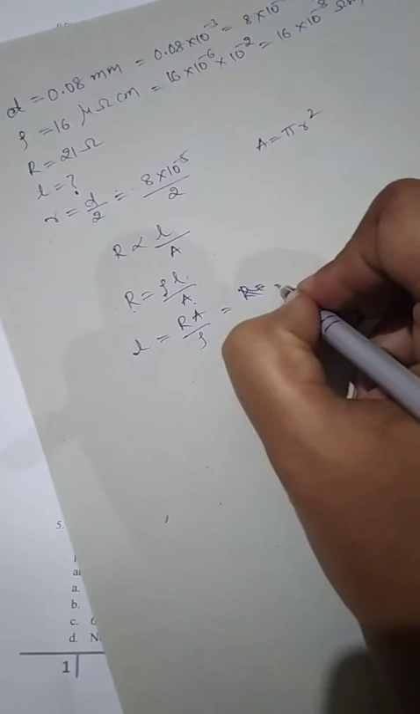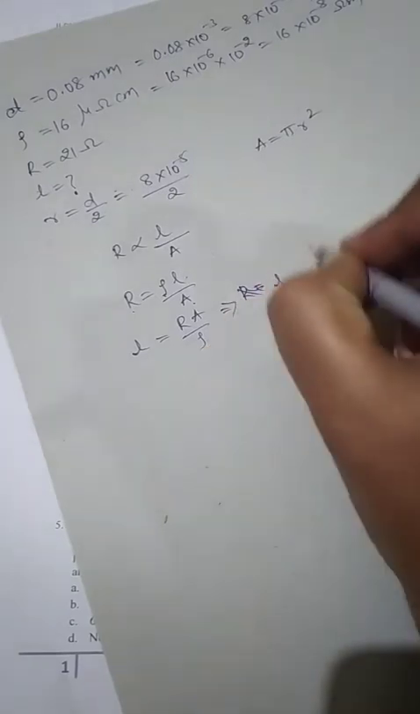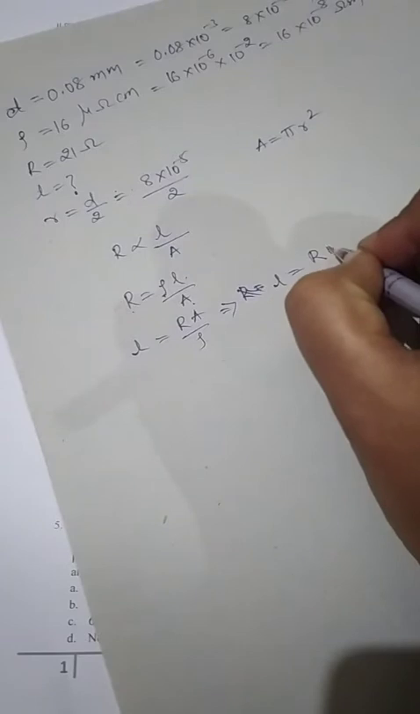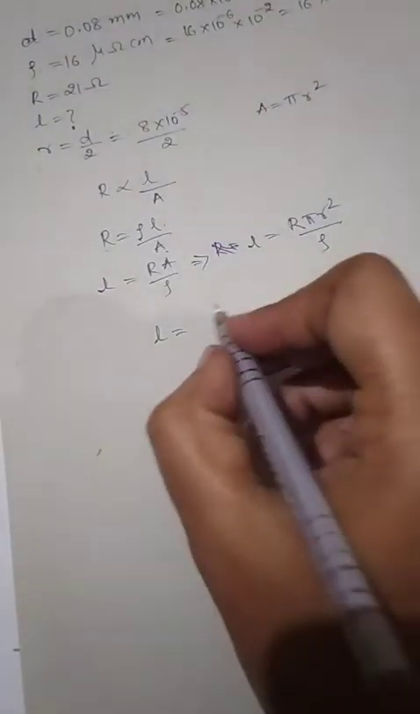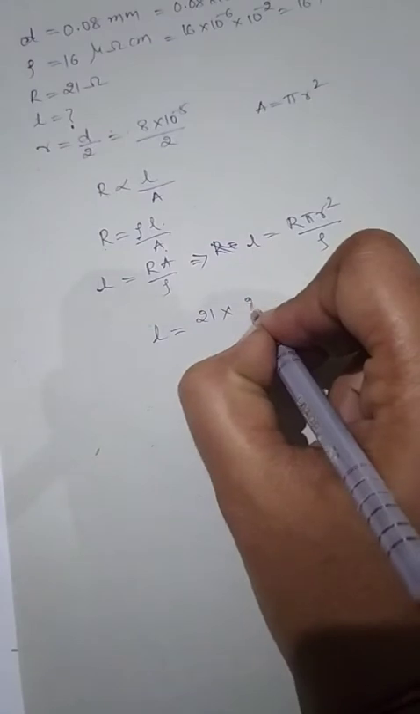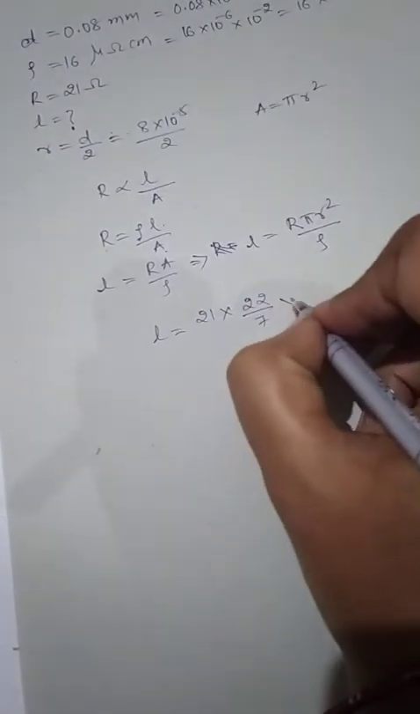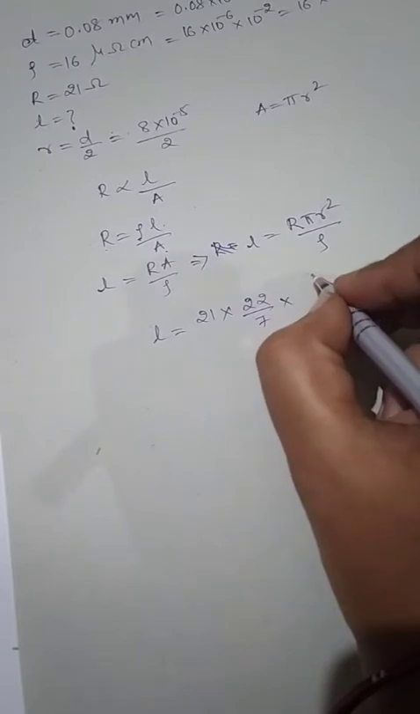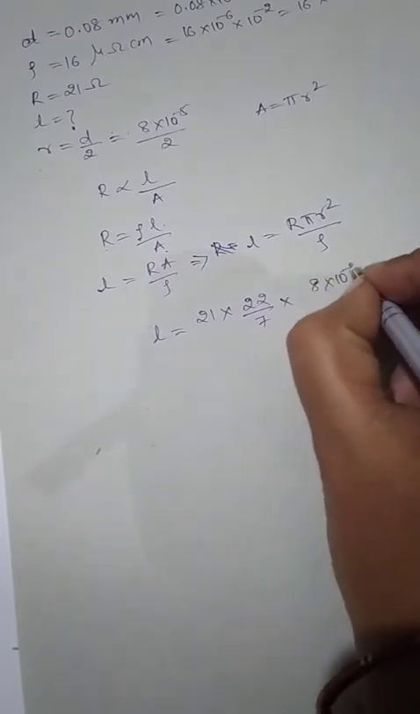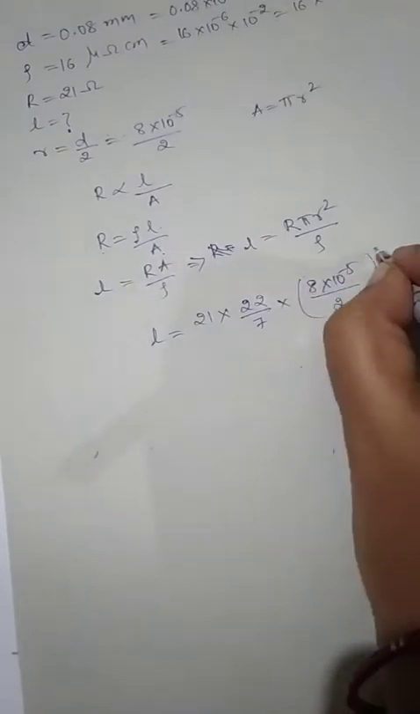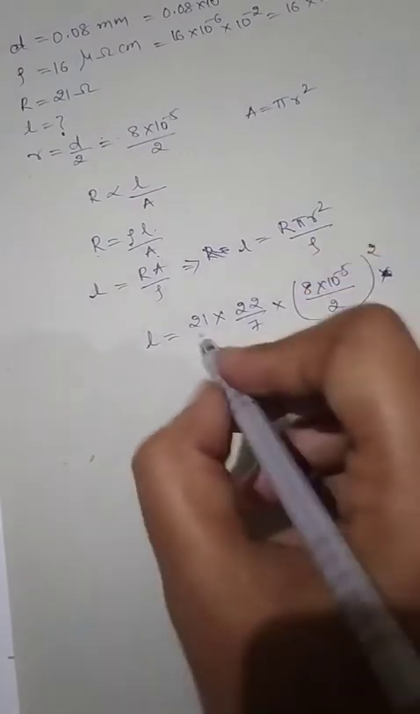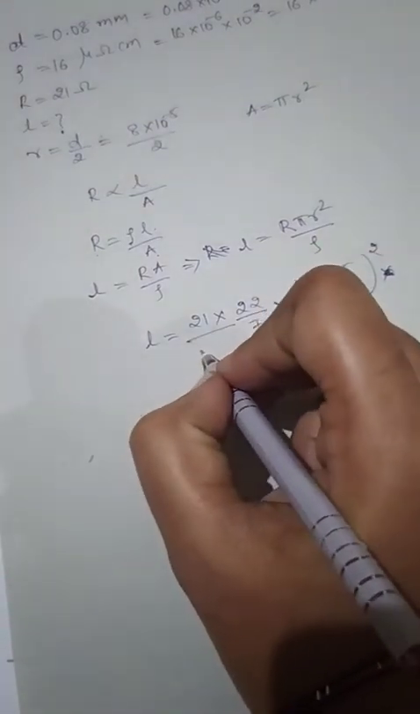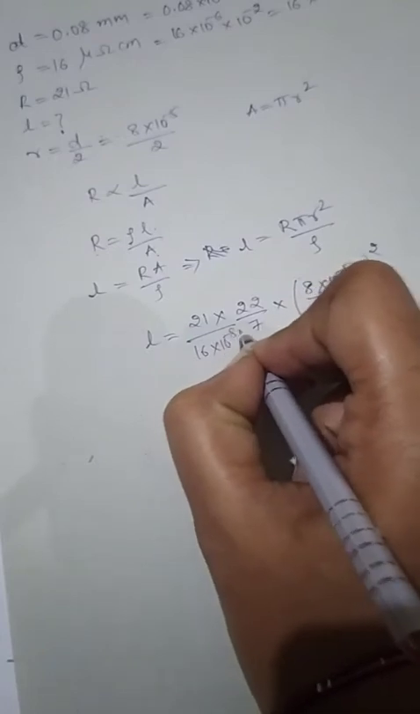L equals R pi r square divided by rho. Hence, L should be equal to, value of R is 21 ohm, pi should be 22 by 7, into r square, radius should be 8 into 10 power minus 5 divided by 2, whole square, into, here rho will be in the denominator, rho will be 16 into 10 power minus 8.